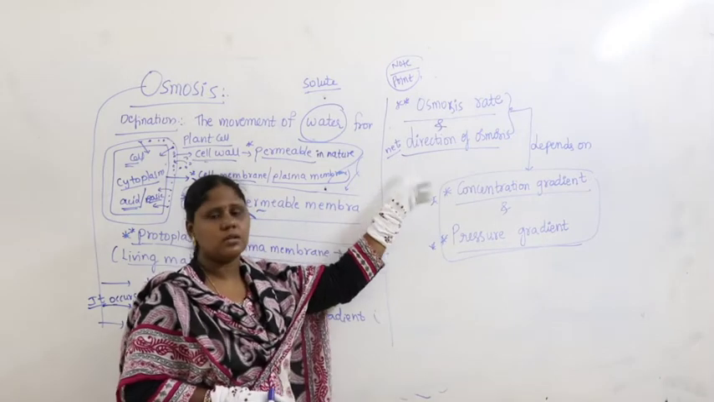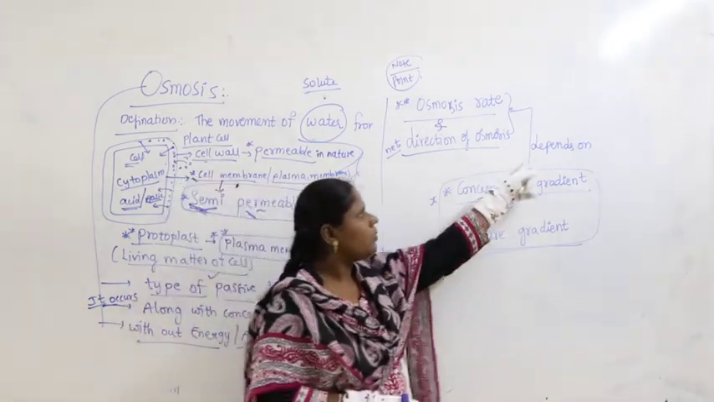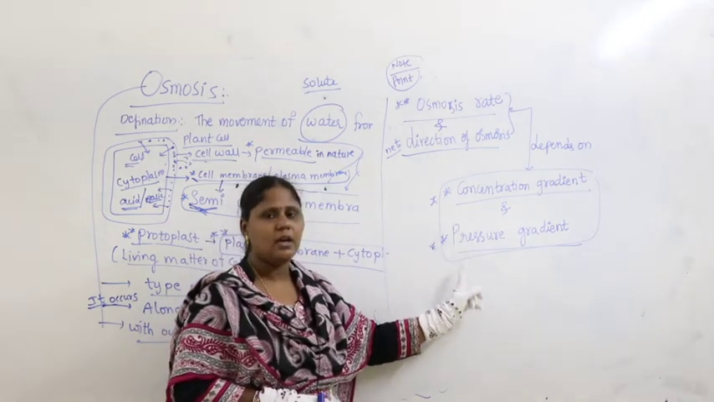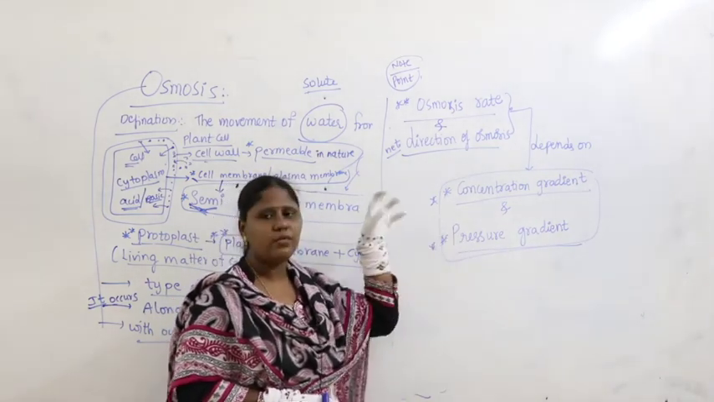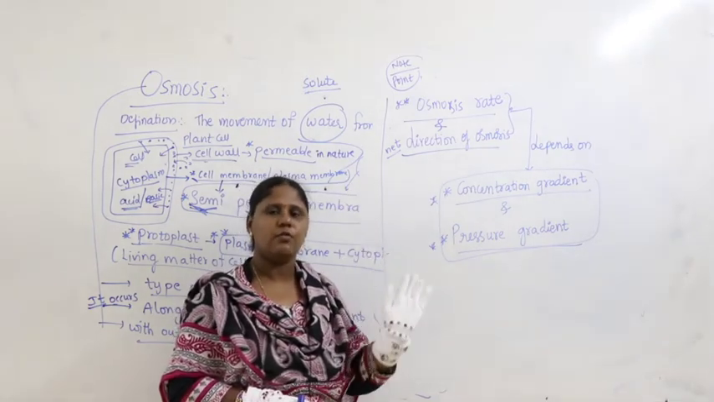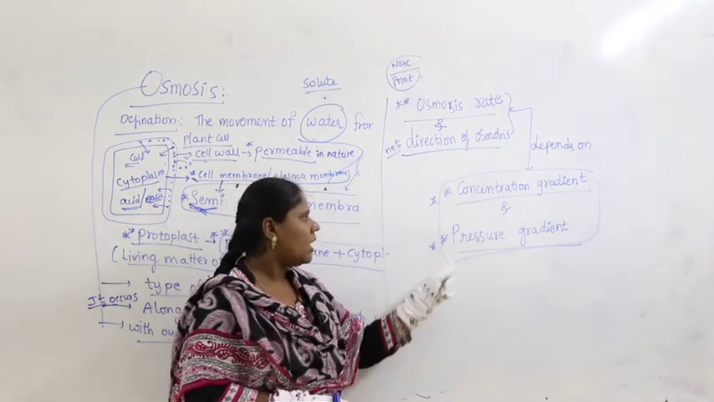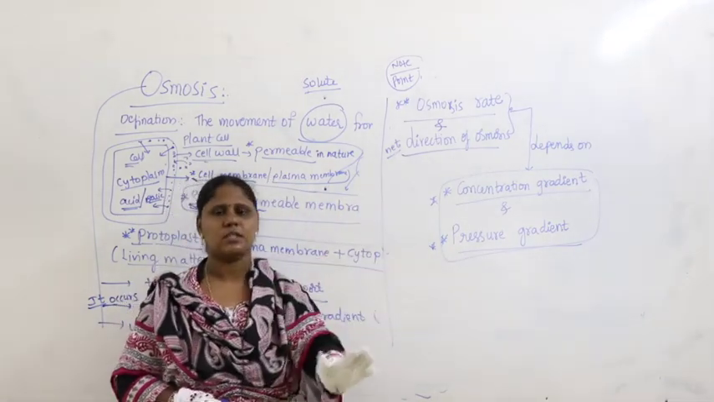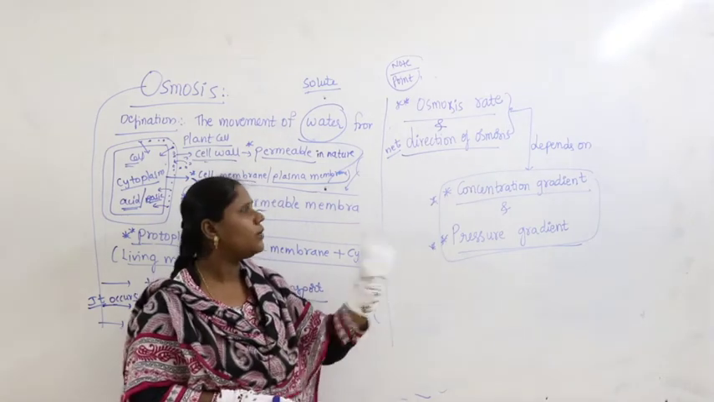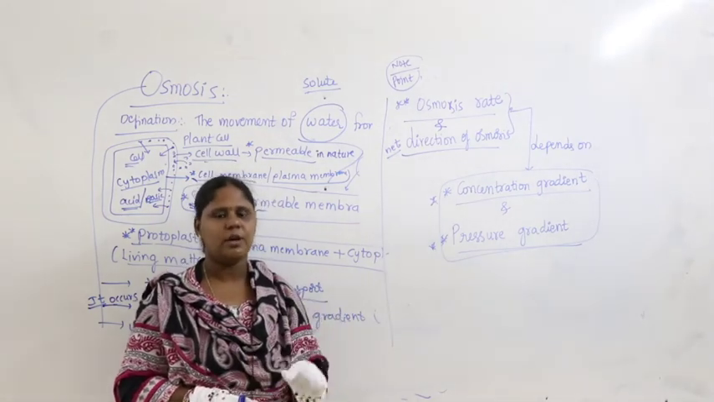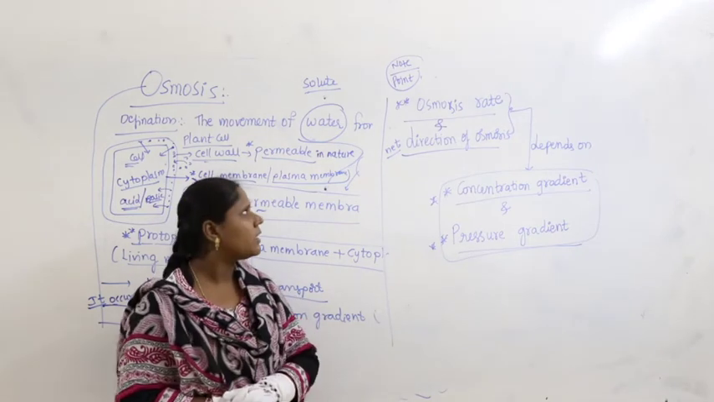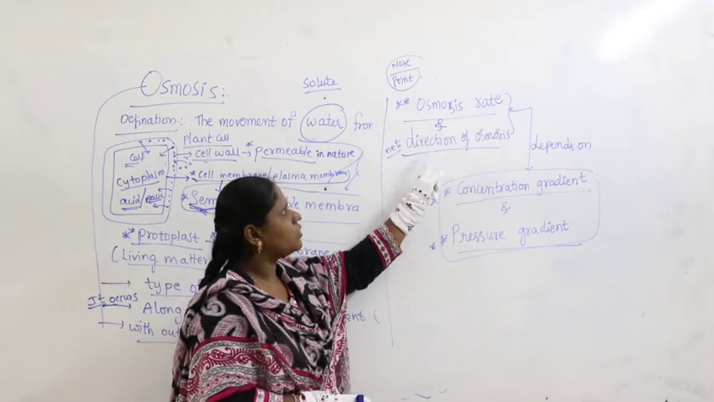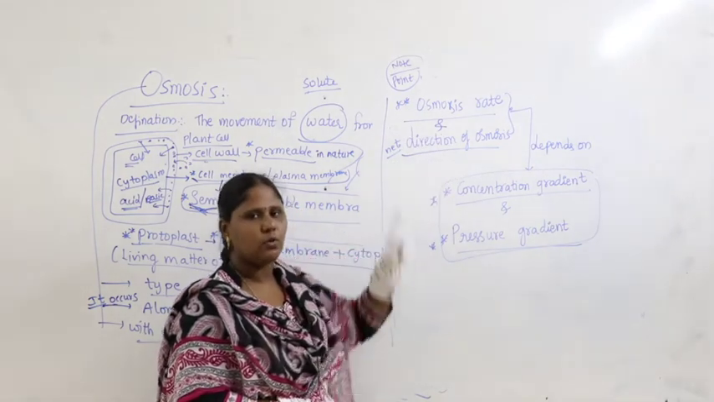These two parameters depend upon two factors, that's nothing but concentration gradient and pressure gradient. Where you find more concentration, there you find more rate of osmosis, and towards whichever direction there is more pressure, in that direction osmosis takes place. Very important note point. Note points are nothing but question-getting points, right? I repeat again: osmosis rate and net direction of osmosis depend upon two factors.